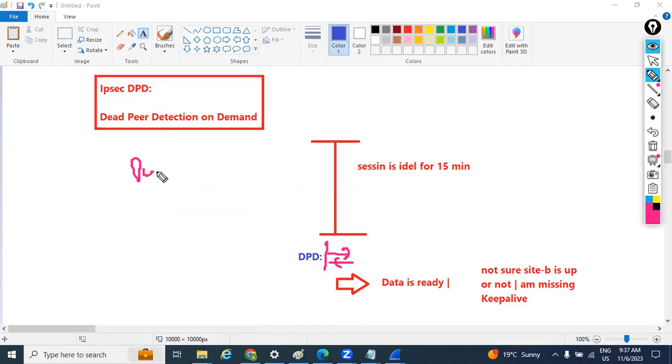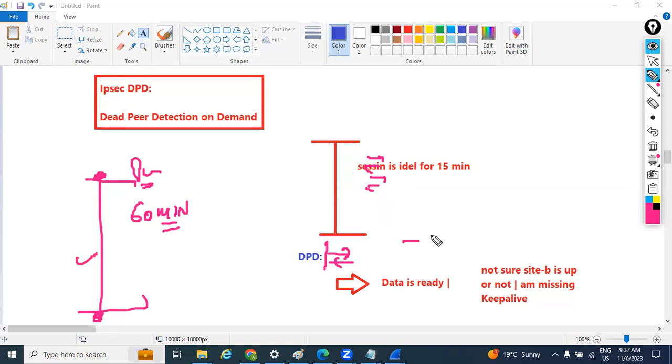And here Pawan is also happy. Let's consider 60 minutes is the timer for my tunnel, and in between the session was not idle, I'm continuously sending the data. So now it's absolutely fine, no need to exchange keep alive here. So Pawan is happy and Santosh is also happy, because both got the solution. So this is the solution between the both. This concept is known as dead peer detection.